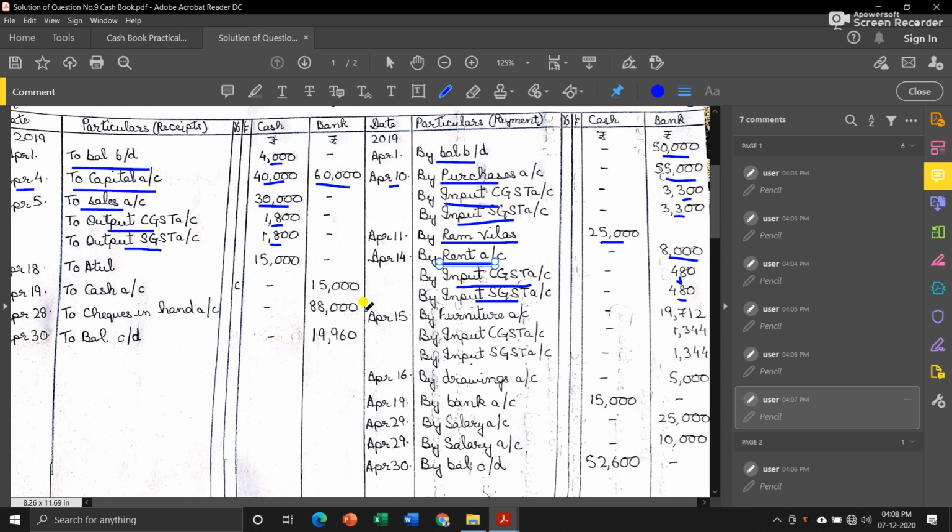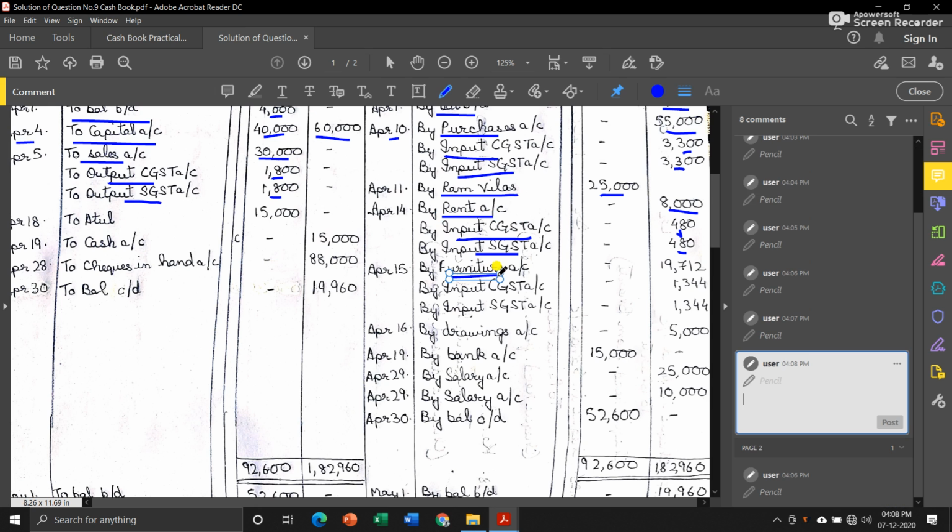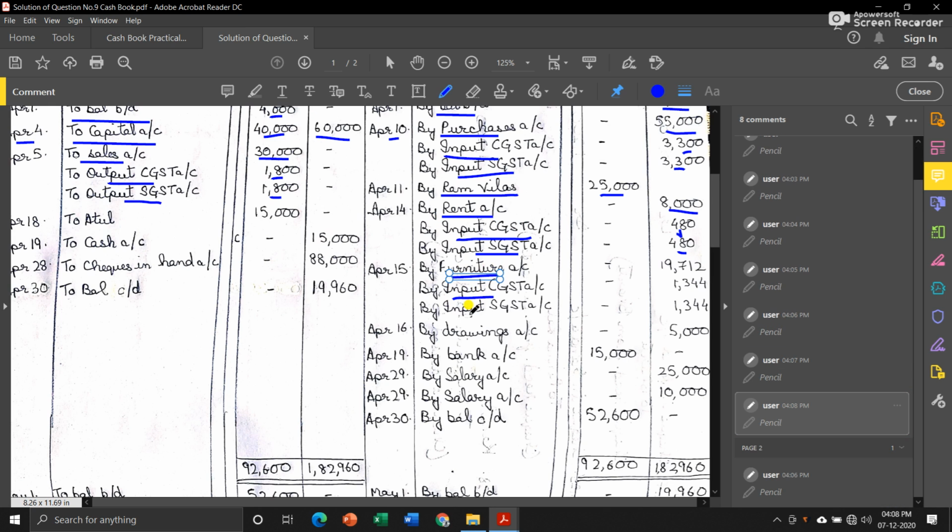Okay, now let us see. We purchased furniture, we will write by furniture, then by input CGST, by input SGST. Now when you calculate 6% of 22,400, you will get 1,344 for both the GSTs.